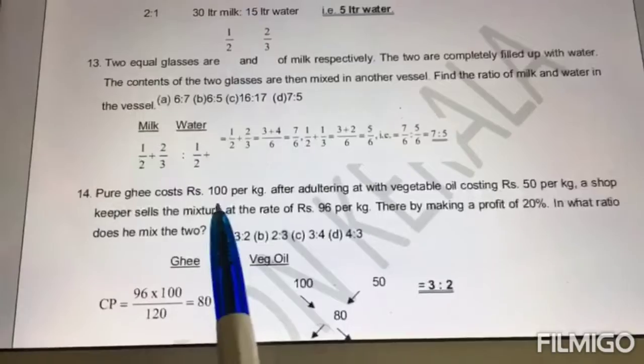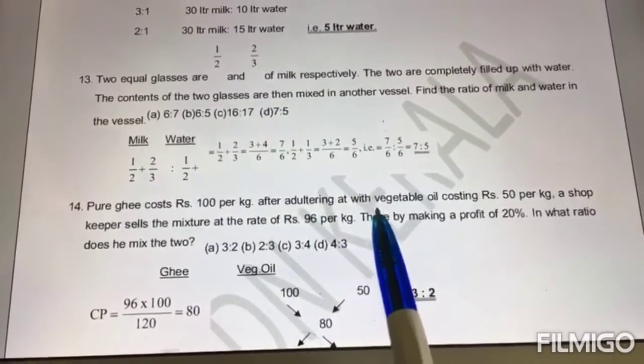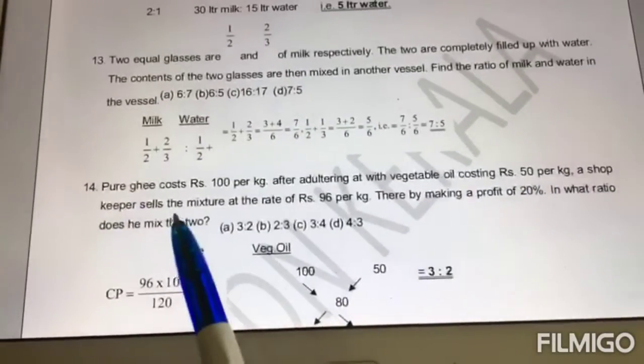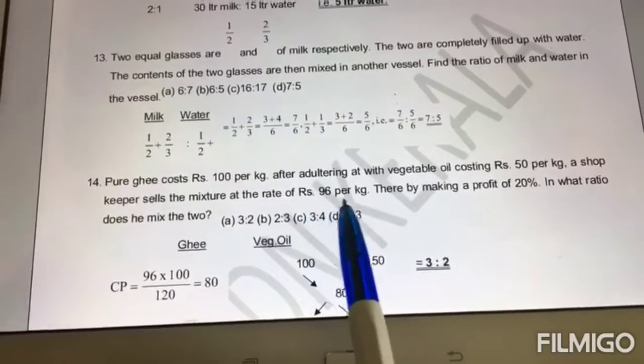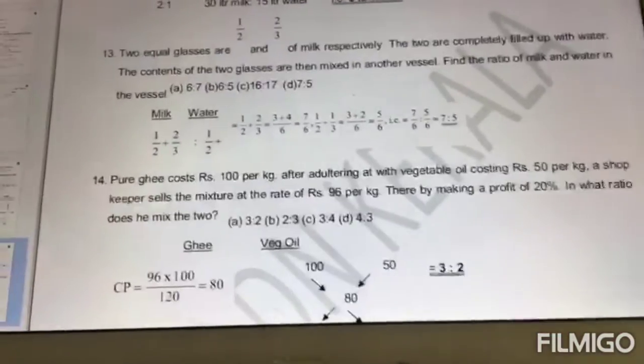Pure ghee costs rupees 100 per kg. After adulterating with vegetable oil costing rupees 50 per kg, a shopkeeper sells the mixture at the rate of rupees 96 per kg, thereby making a profit of 20%. In what ratio does he mix the two?